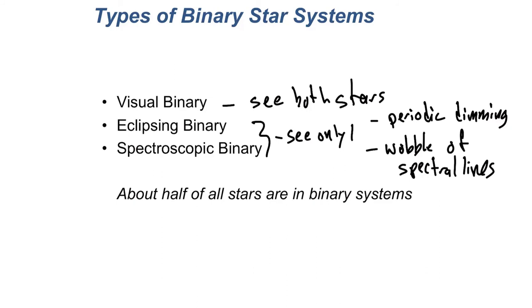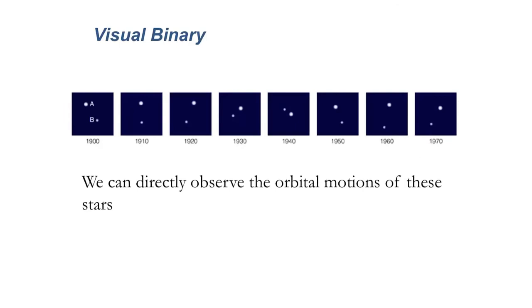Okay, so let's talk about these in turn: visual binaries, eclipsing binaries, spectroscopic binaries. Here is an example of a visual binary. Visual binaries are pretty simple. We can see both stars, in this case, star A and star B, and we can, over the course of weeks or months or years or centuries, watch those two stars orbit around one another.